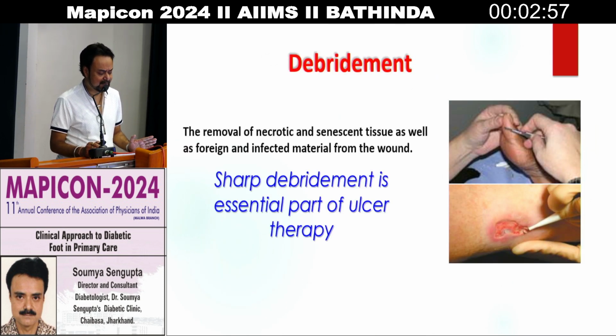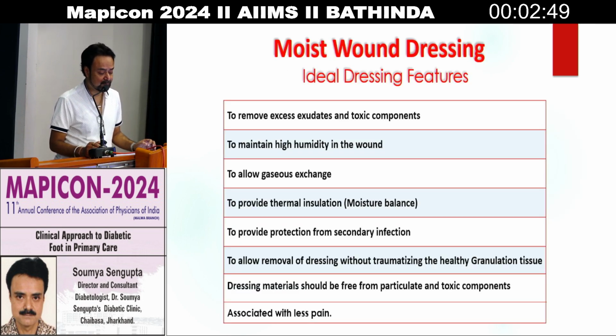Now, debridement, a removal of the necrotic and senescent tissue as well as the foreign and infected material from the wound. It is mandatory. Sharp debridement is essential for management of the foot ulcer.